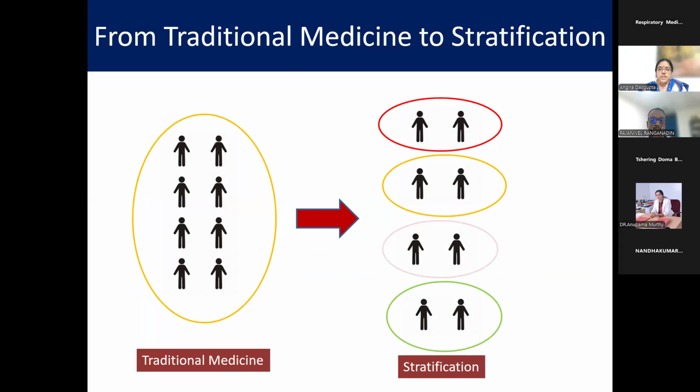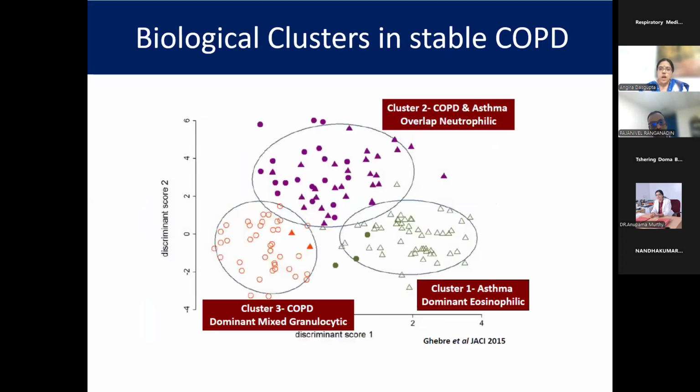Now, like we said, it's a heterogeneous disease. So the guidelines usually treat patients as if all COPD patients were the same. So that's traditional medicine. But now when we are talking about heterogeneity in COPD patients, we are talking about stratification medicine. So how is the stratification done?